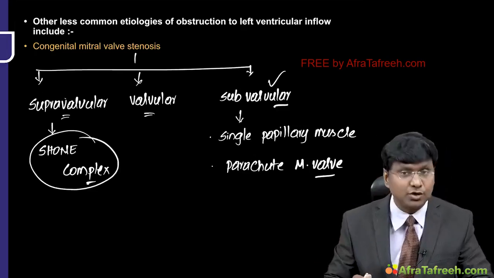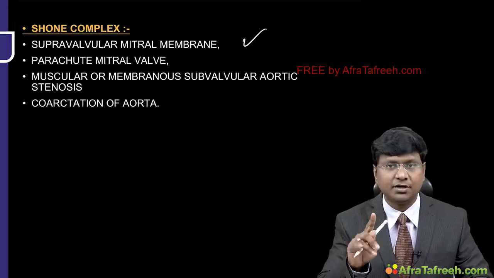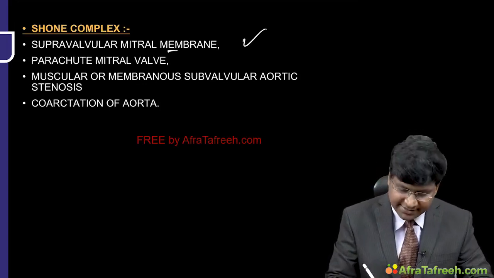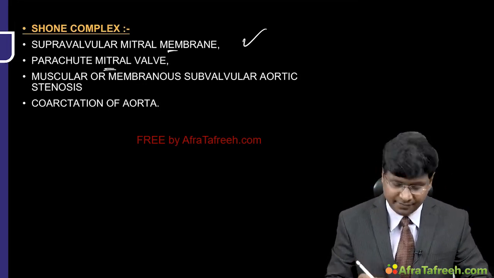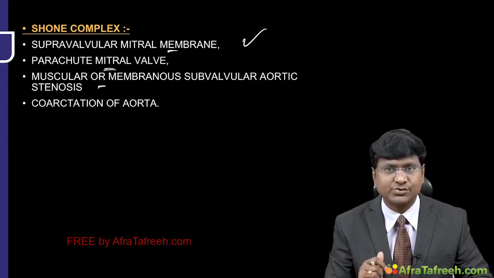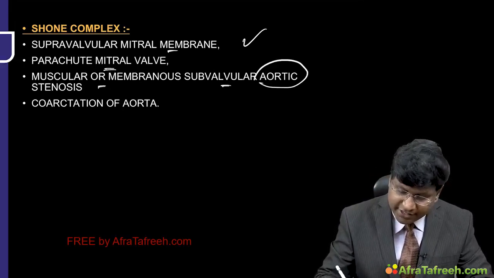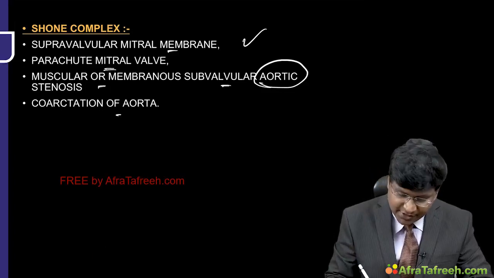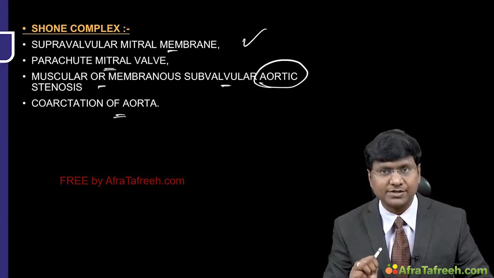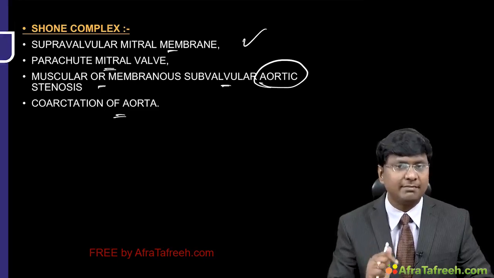Now, what are the components of this Schoen's complex? See, Schoen's complex, I said there are totally 4 important abnormalities. One is the supravalvular mitral membrane causing mitral stenosis. Then there is parachute mitral valve. That means in Schoen's complex, apart from supravalvular, there is also subvalvular pathology as well. And there is muscular or membranous subvalvular aortic stenosis apart from mitral stenosis, and there will also be coarctation of aorta. So these are the 4 components of the Schoen's complex, which is one of the causes for congenital subvalvular or supravalvular mitral stenosis.